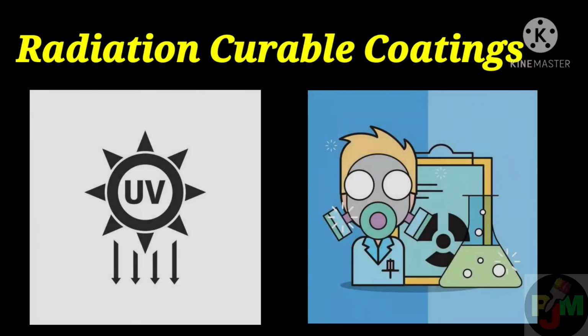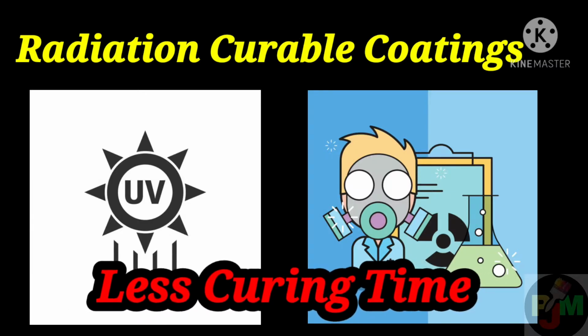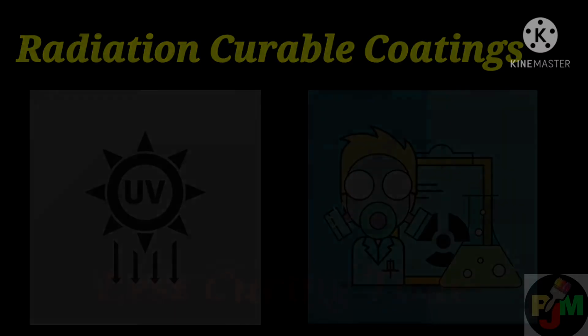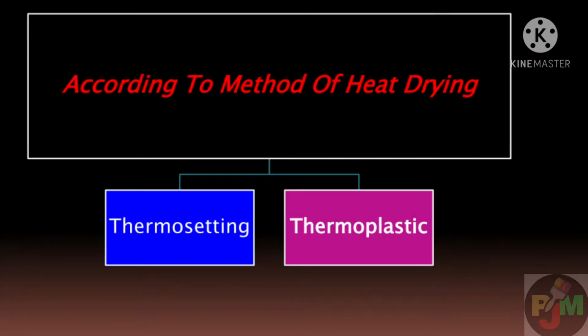Radiation curable coatings. Radiation cured coatings are cross-linked or cured using high intensity radiation energy from electron beam or ultraviolet light radiations. Curing time of such coatings is a few seconds or less, as compared to oven cure, which takes minutes or an hour. Next classification depends on method of heat drying, into thermosetting coating and thermoplastic coating.